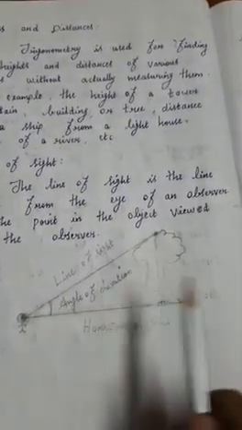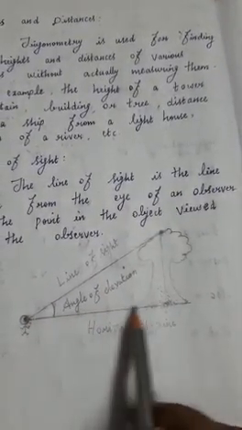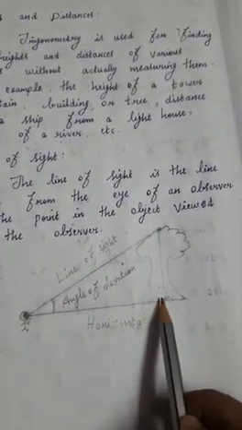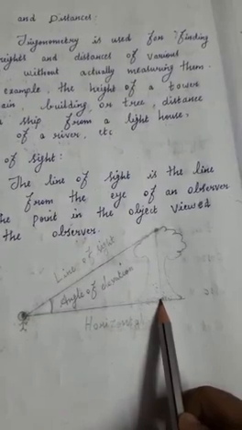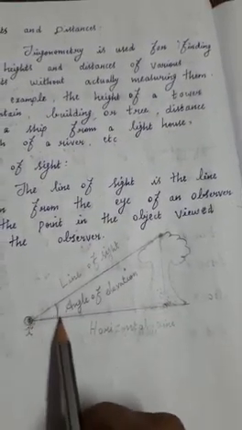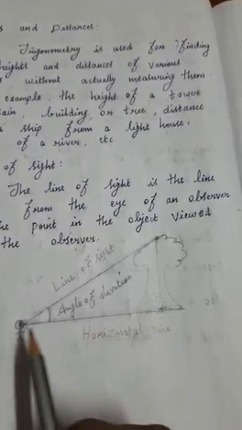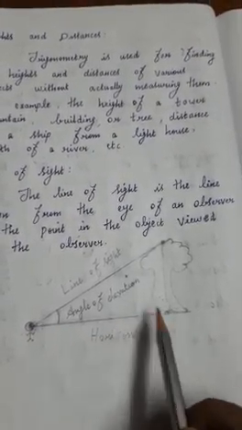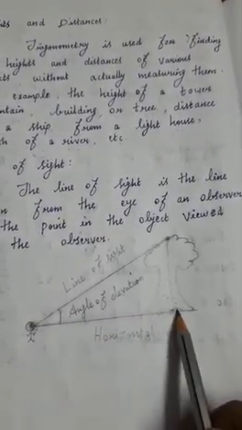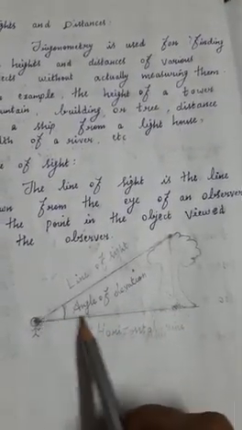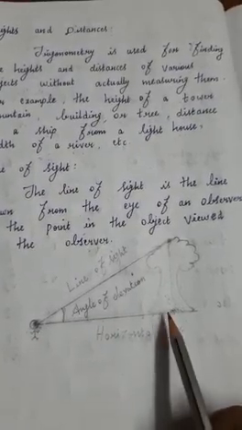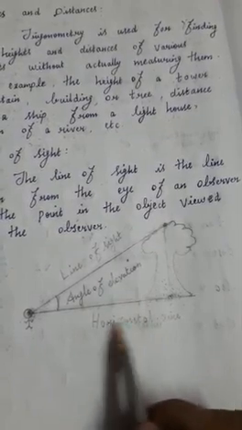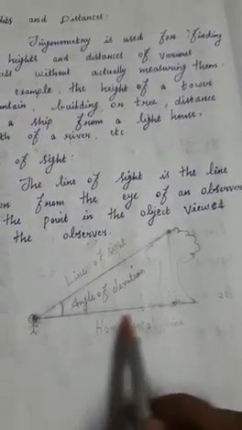The line of sight means nothing but the line drawn from the eye of the observer to the point where he is looking. So this line is called the line of sight. But this line is parallel to the surface, so this line is called the horizontal line of sight or horizontal line. Did you understand or not?